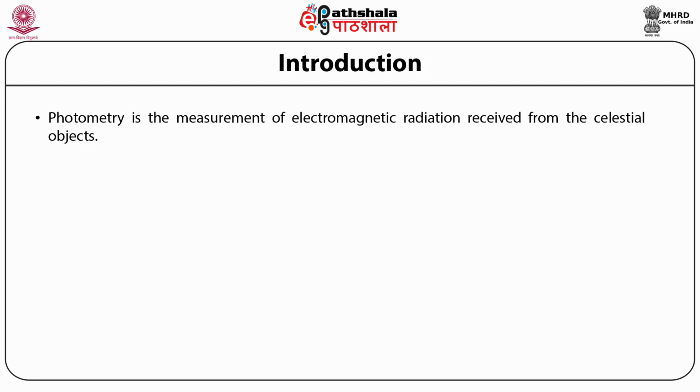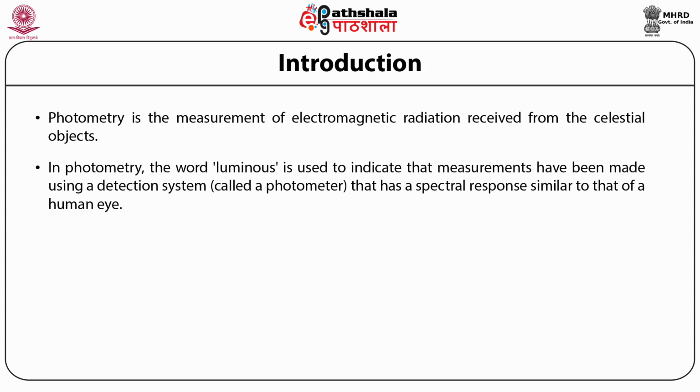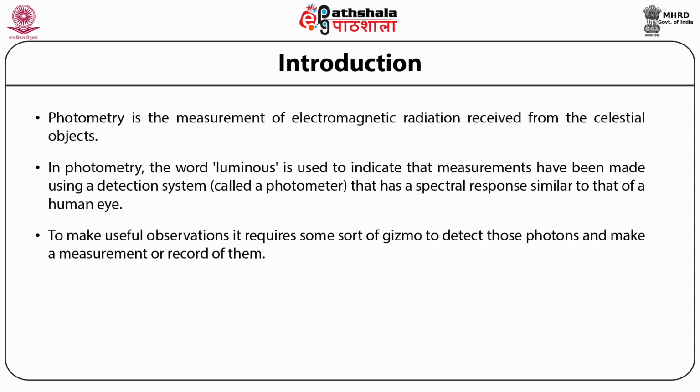Photometry is the measurement of electromagnetic radiation received from the various celestial objects. This response changes with wavelength and, to some extent, from person to person. In photometry, the word luminous is used to indicate that measurements have been made using a detection system called a photometer that has a spectral response similar to that of a human eye. Telescopes simply collect photons. To make useful observations, it requires some sort of device to detect those photons and make a measurement or record of them.